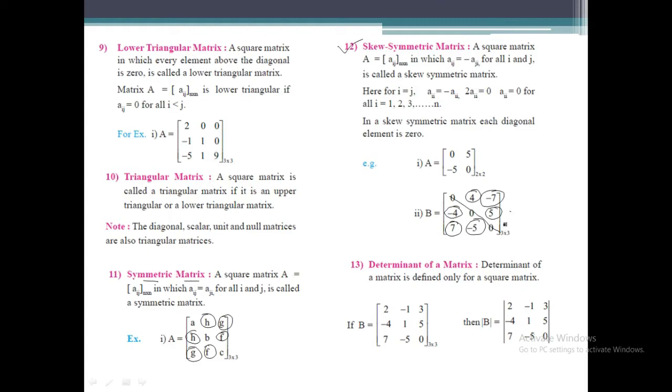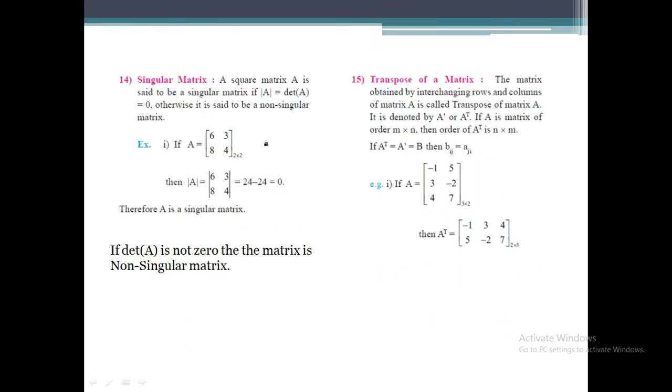The 13th type is the determinant of a matrix. We all have learned how to find the determinant of a matrix. A square matrix whose determinant can be found can be written like this. It is mod of B, or just two vertical lines, between which we write B and all the elements, and after that we all know the procedure of finding the determinant.